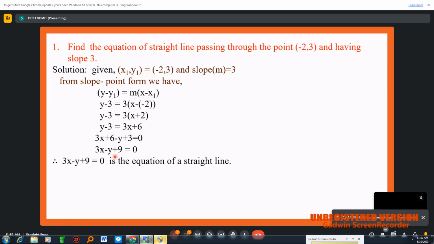So now, can you find the difference between slope intercept form and slope point form? You need to observe in the question: if they give the slope and intercept, then you have to use y is equal to mx plus c. If they give the slope and a point, then you have to use this formula, that is y minus y1 is equal to m into x minus x1.